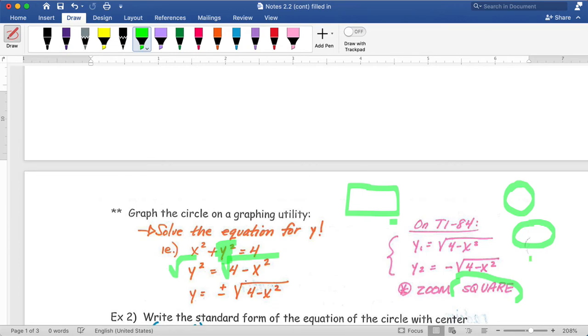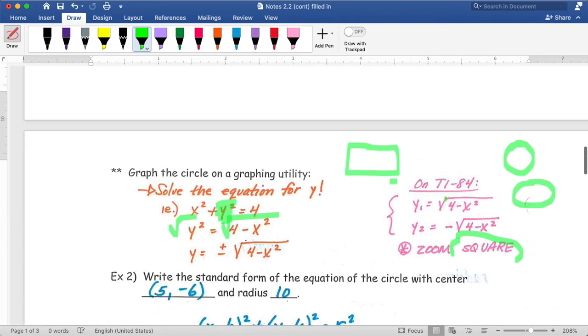And the other thing I want to mention on the graphing calculator, you see this part of the circle is the positive part, so it's going to graph the top of your circle. And then this is the negative part. It's going to graph the bottom of your circle. And you'll notice on the graphing calculator that for whatever reason, I'm not quite sure why, but there's going to be a gap here.